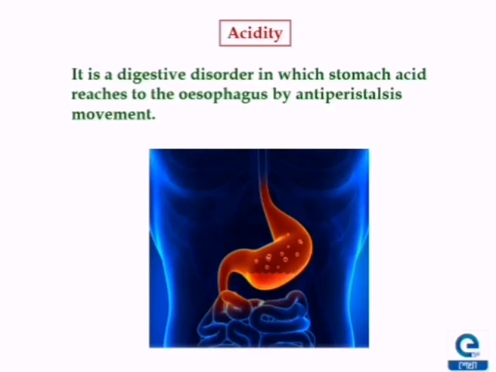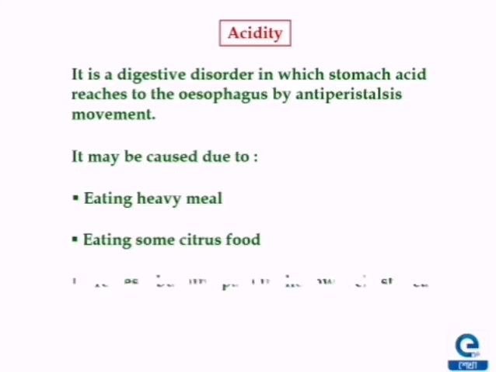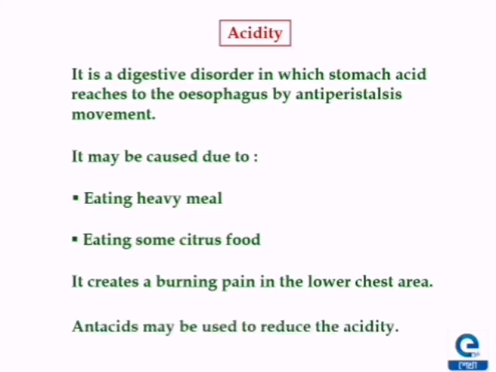Acidity is a digestive disorder in which the hydrochloric acid, or HCl, moves out of the stomach and reaches the esophagus by antiperistalsis movement. It is generally caused due to the intake of heavy meals. It may also occur due to the consumption of some citrus food like pickles, and citrus fruits like lemon, oranges, etc. It results in a burning sensation in the lower chest area, and this can be reduced by the intake of antacids.